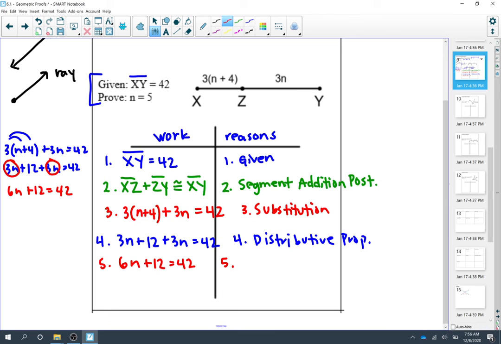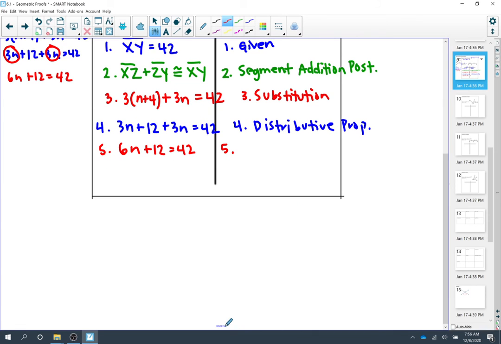And then what did we do? We took the 3n plus the 3n. That is not addition because it's the addition property of equality, meaning it needs to take place on both sides of the equal sign. This did not. It was on one side of the equal sign. That is combine like terms.